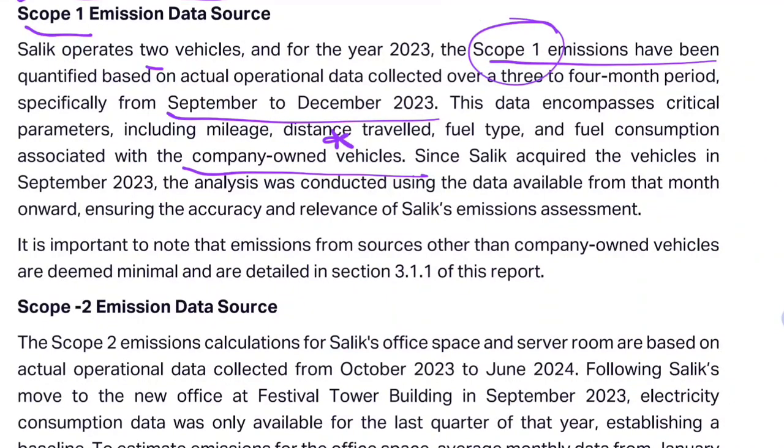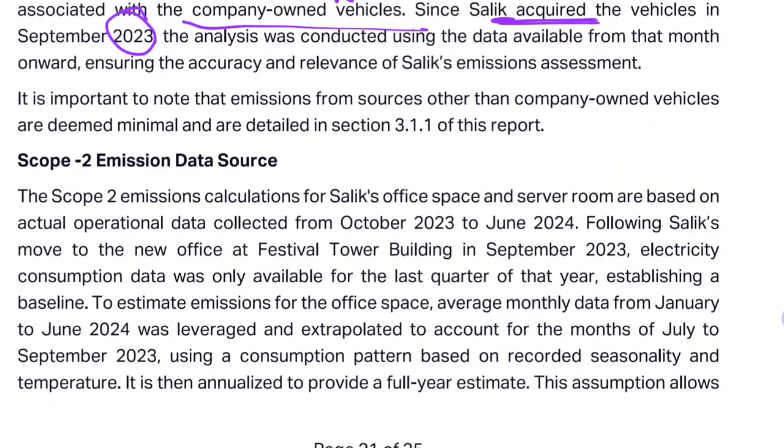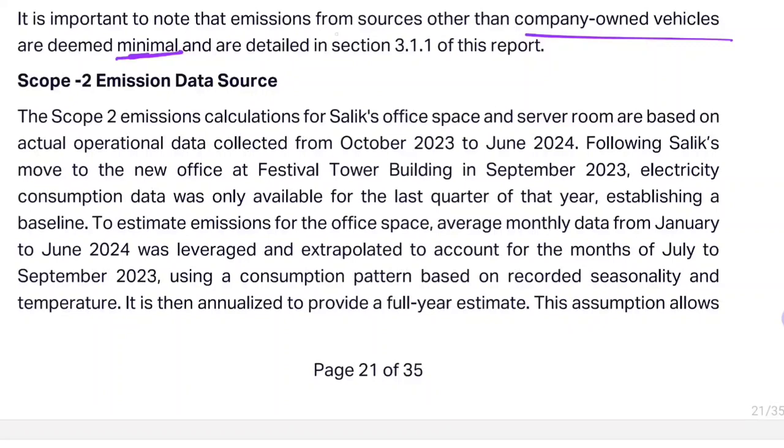Since the company acquired the vehicles in September 23, please remember, acquired, the analysis was conducted using the data available from that month onward only, ensuring the accuracy of the emission report. It's also important to note emissions from sources other than company owned vehicles are deemed minimal, and further you can see in the section 3.1.1.